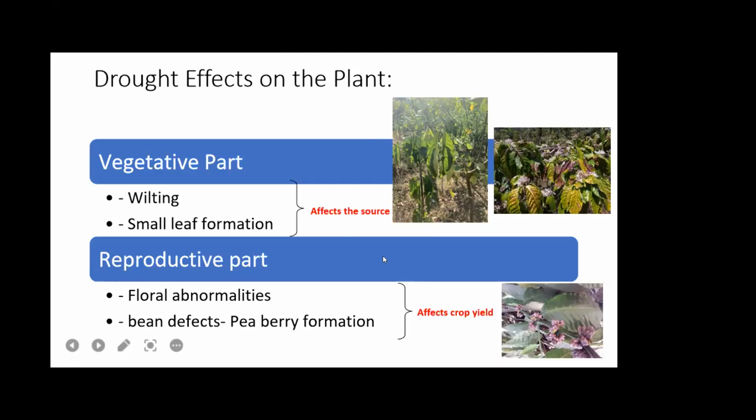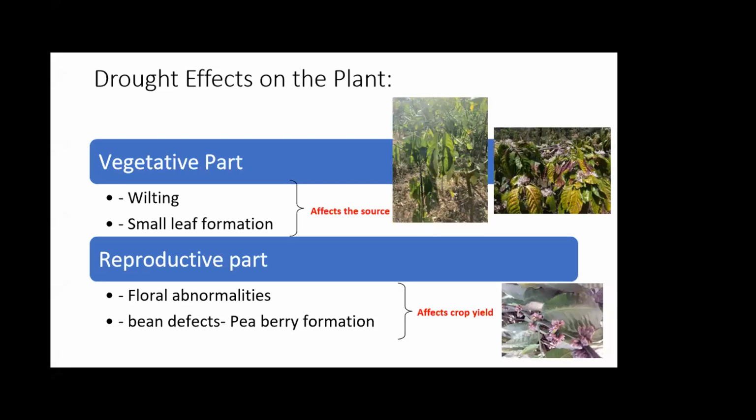So second thing is reproductive parts. First it will affect the vegetative part, and later on it will affect the reproductive, such as the floral abnormalities. Floral abnormalities means some of the deformities we'll see on the flowers. Means the pinking we'll see, padding we'll see, snake mouth flowers we'll see, and also some of the droppings will also be seen, and it will affect the reproductive systems.